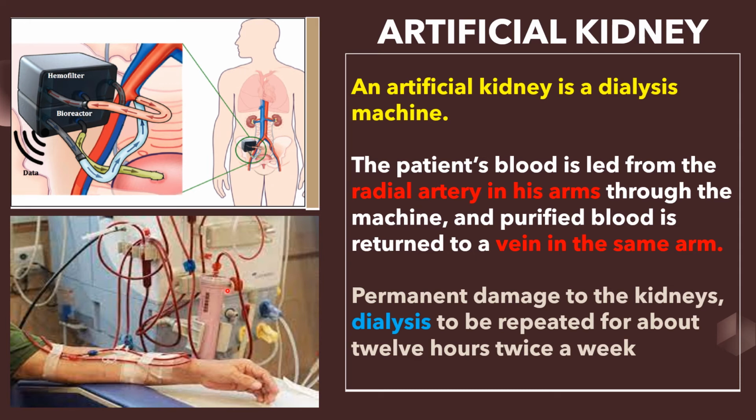How it will work. The patient's blood is led from the radial artery. Radial artery, you have to remember, this is very important, in his arms through the machine, and purified blood is returned to vein in the same arm. The next point, permanent damage to the kidneys. Dialysis to be repeated for about 12 hours twice a week. These are about artificial kidney.